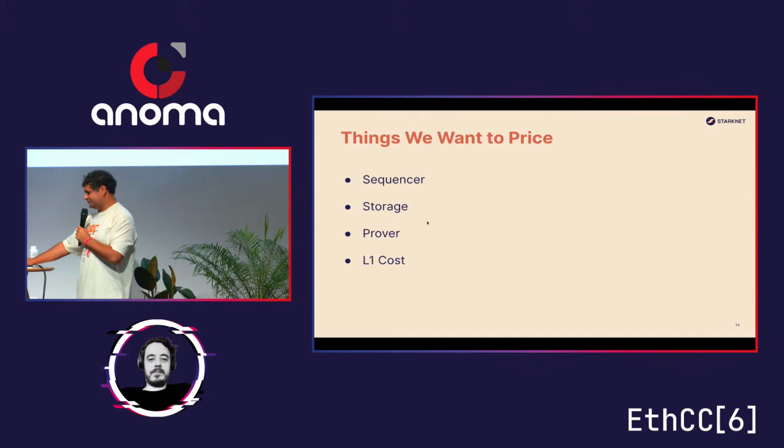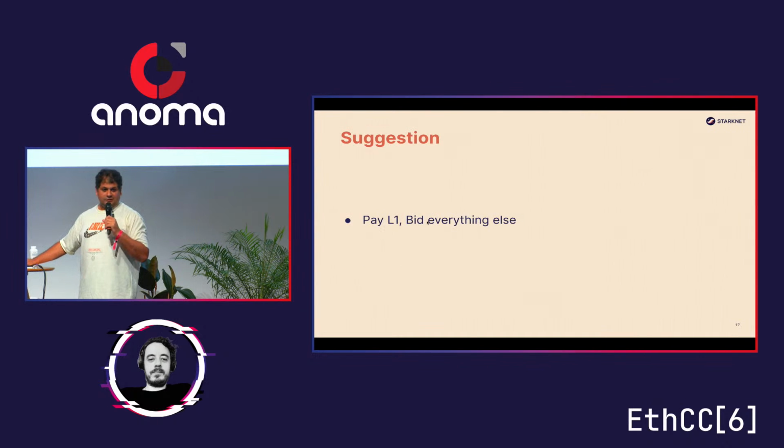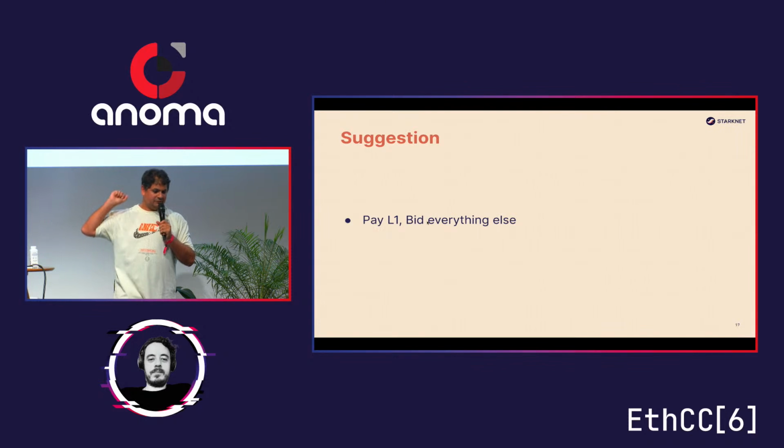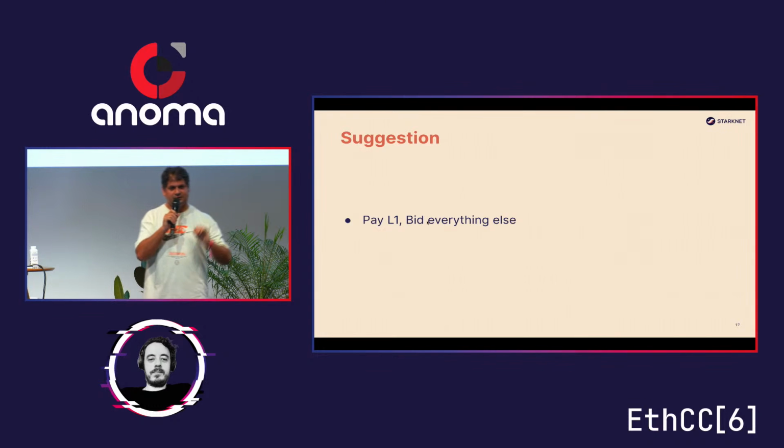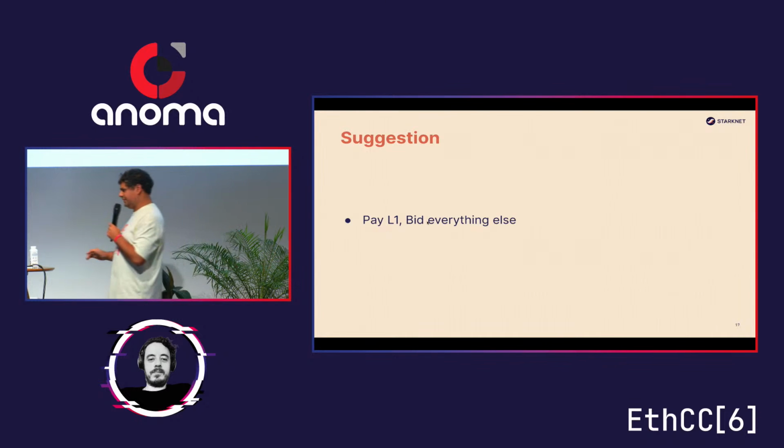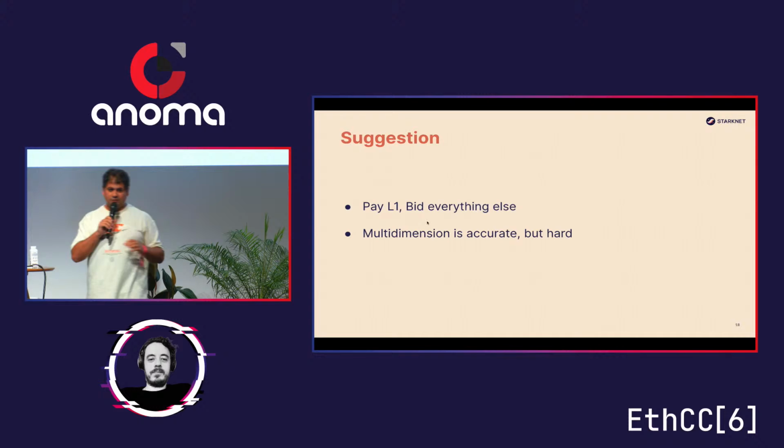Okay, so how do we price it? Here's the main suggestion, and I'm going to explain very shortly why this is the case. What we suggest is that users pay layer 1 costs separately, and on everything else they bid. Now, how do they bid?